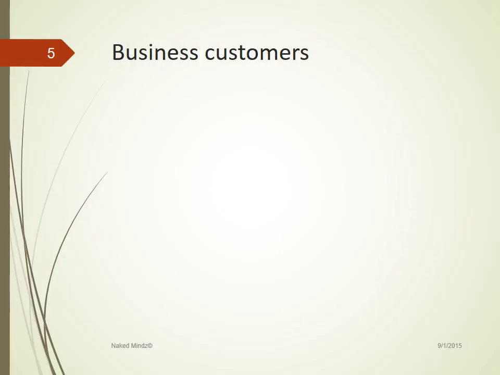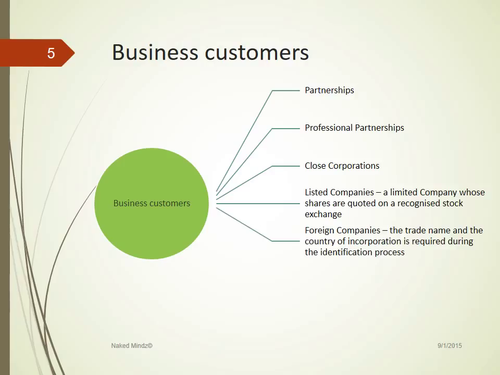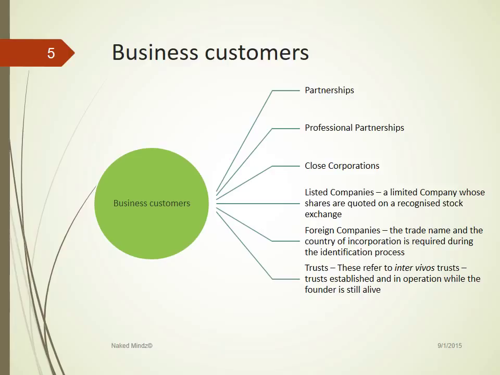Business customers have a lot of groups which they can belong to. They could be, for instance, partnerships, professional partnerships. They could be closed corporations or be on a stock exchange, such as the Johannesburg Stock Exchange, and they're called listed companies at that point. They can also be foreign companies. The trade name and company of incorporation is required during the identification process in this case. They can be trusts, and these refer to inter vivos trusts, trusts established and in operation while the founder is still alive. They could also be other legal persons, such as a social club, a stokvel, a burial society, or government organizations.